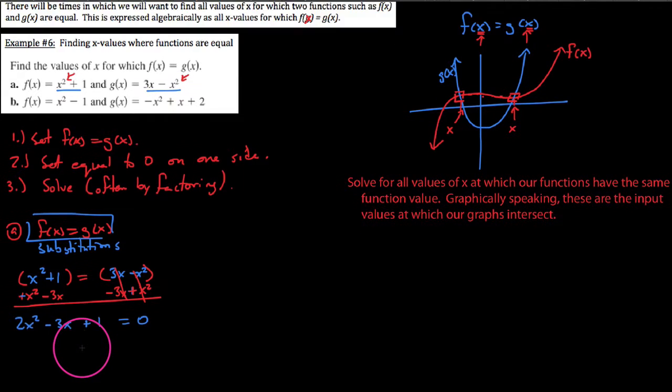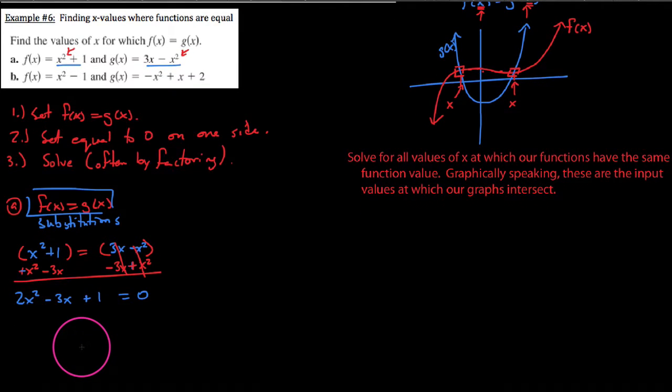So since we've got this set equal to 0 now, again, what we want to do is solve this by factoring. If it's factorable, I notice that this is a trinomial where a is not 1. A doesn't equal 1. And so in this case, I cannot simply think of two numbers that multiply out to be 1 and add up to be a negative 3. We're going to have to play around with this a little bit.